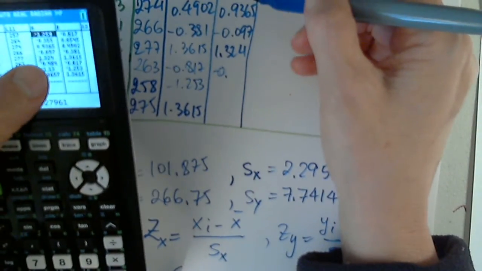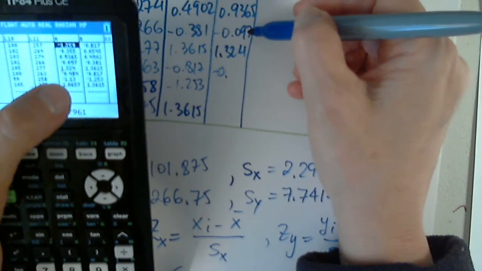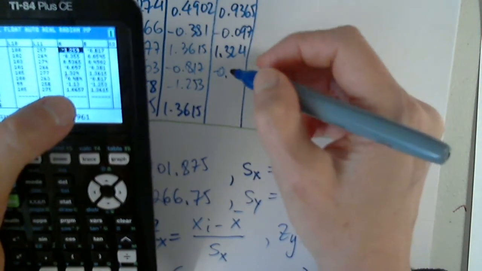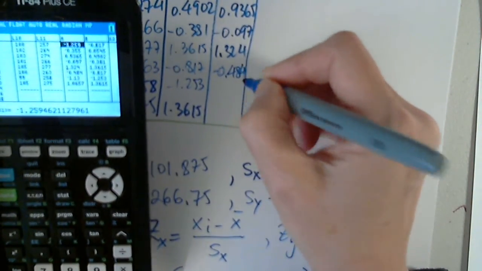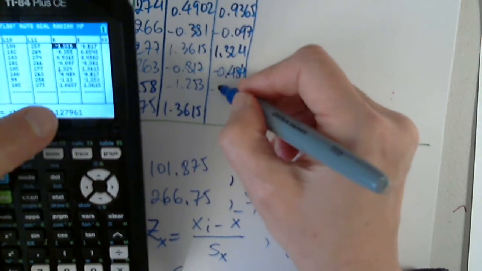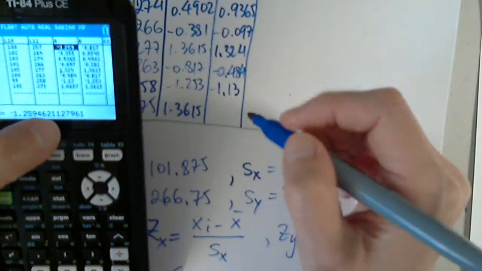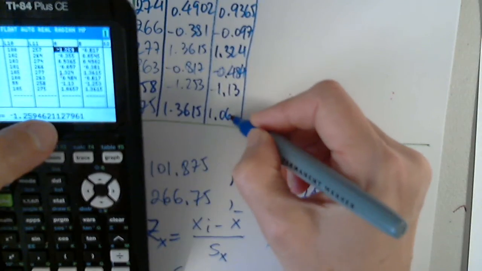I'm just checking to make sure that I copied correctly. Yes, yes, yes, yes, yes. 0.484. Negative 1.13 and 1.0657.